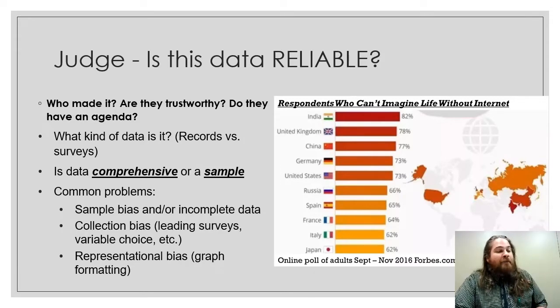And so common problems could be sample bias, where the group of people you talk to just simply isn't good enough. For instance, if I interviewed sophomores about their favorite junior teacher, that really wouldn't be a very good measure of junior teachers. Also collection biases. I could just ask the right questions to get the right results, and I can also screw up the representation by messing around with my graph formatting. This is one of my favorite graphs, kind of to the right. Respondents who can't imagine life without internet. This is an online poll, so everyone they are polling already pretty much can't live without the internet.